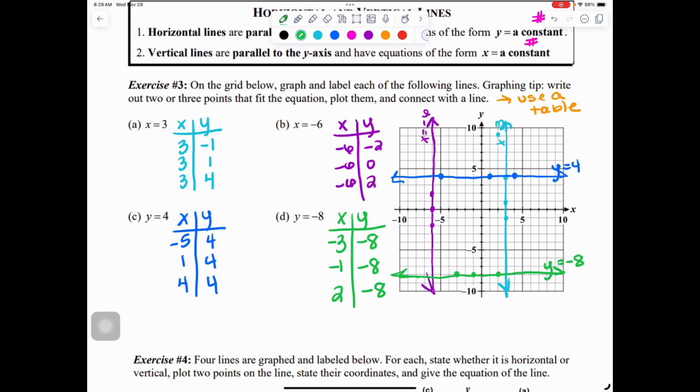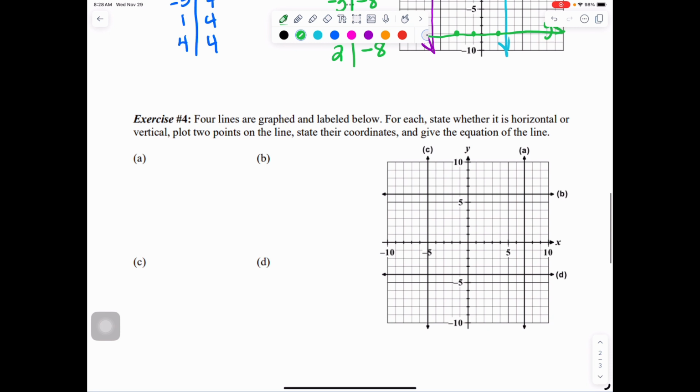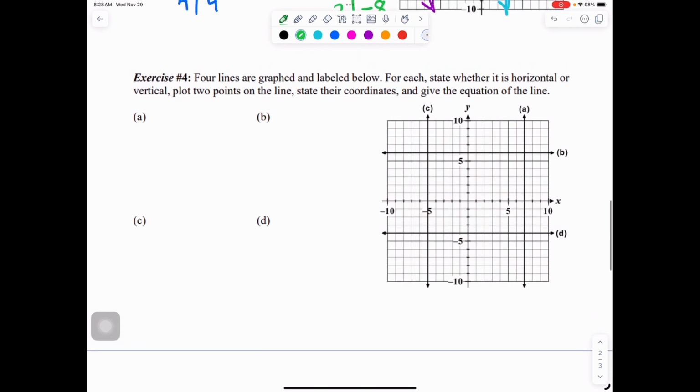Okay, so that's kind of a nice example of all the graphing. And for our last exercise, exercise 4, we'll practice going the other way. Okay, 4 lines are graphed and labeled below. So they're already graphed for us, labeled A, B, C, and D. For each, state whether it is horizontal or vertical, plot 2 points on the line and state their coordinates, and give the equation of the line.